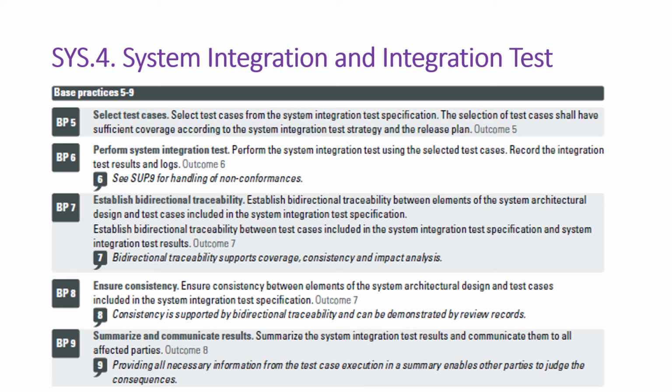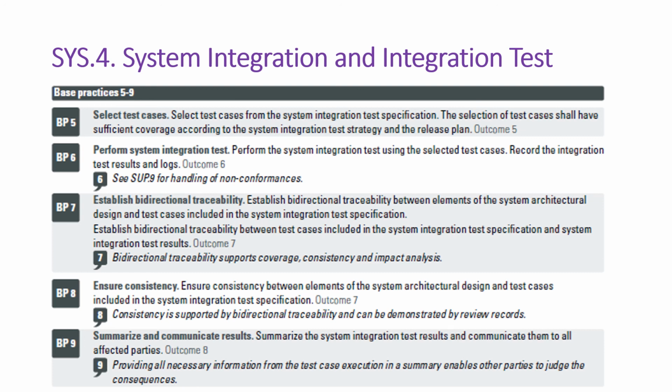BP7 talks about establishing bidirectional traceability. So this bidirectional traceability, as I say every time, we have to ensure between system architecture design and system integration test specification, and from system integration test specification to system integration test results. So two traceabilities we have to ensure. First is system architecture design to system integration test specification, and second is system integration test specification to system integration test results. Two traceabilities.